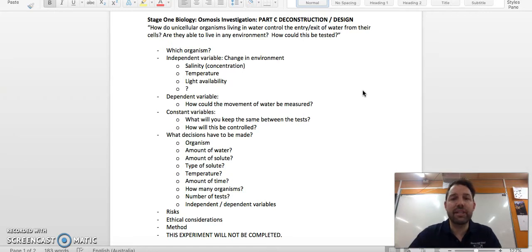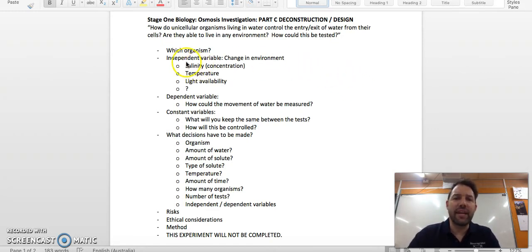So what I've got on the page here on this Word document are some notes about some of the things I could change if I were to test this question. First thing that sprung to my mind is, which organism would I choose? Is it one living in an ocean? Is it a river system? And what you'll do is put a number of organisms that you could choose and then make a justification, a reason to why you've chosen that one organism.